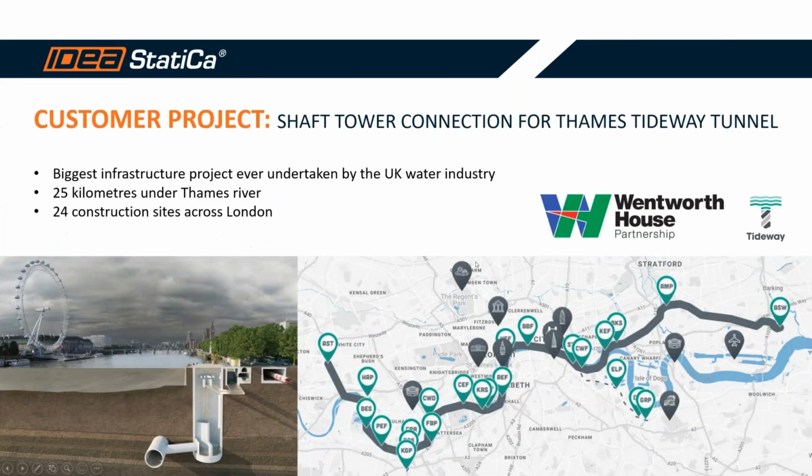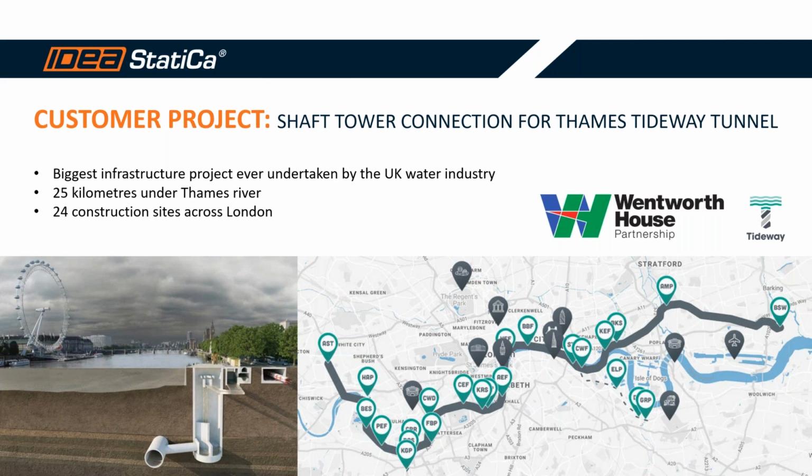We begin with the customer project, which is a connection from a shaft tower for Thames Tideway Tunnel. To give you a little bit of background about the project, Thames Tunnel is the biggest infrastructure project ever undertaken by the UK water industry. It's a massive project and has been designed to fix the problem of millions of tons of raw sewage spilling untreated into the River Thames every year.